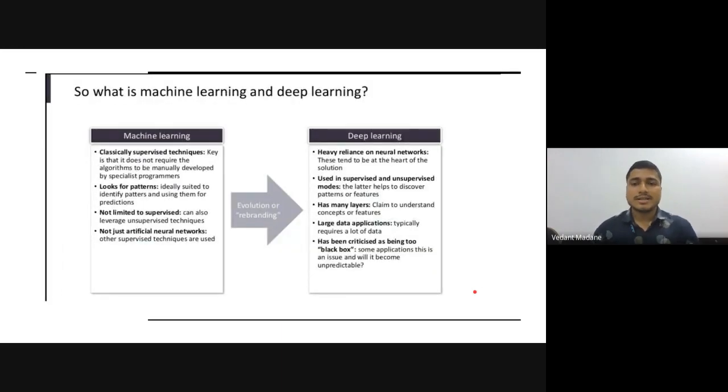So now we will see a little bit about deep learning. Some of it is actual new technologies being introduced and some is rebranding. Rebranding means the same thing is being sold under new hype. So, buyer beware, basically.